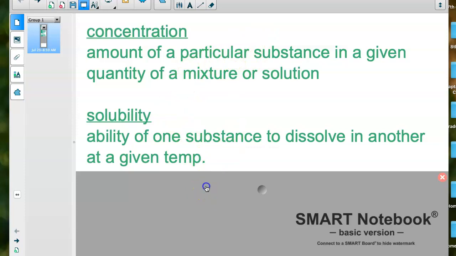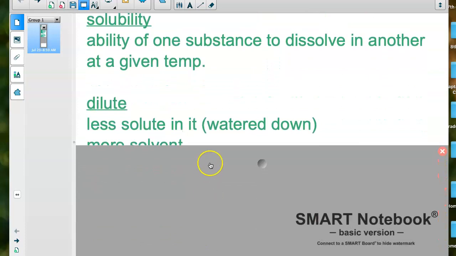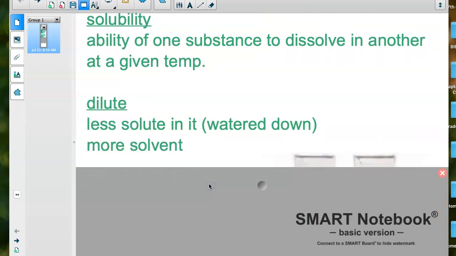If it's diluted, we use this term diluted, right? It tastes kind of watery. Like, for example, if you've ever had Crystal Light or Kool-Aid or even that orange juice I was just talking about, sometimes you can add too much water to it, too much solvent, and it's super watered down. So we say it's diluted.